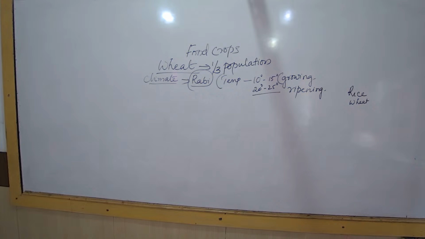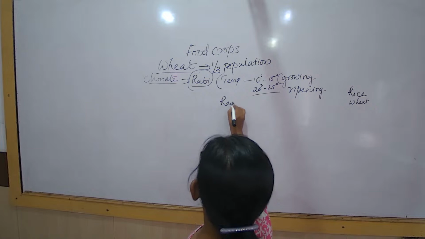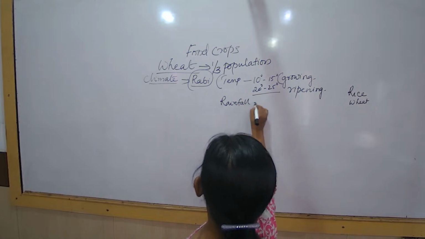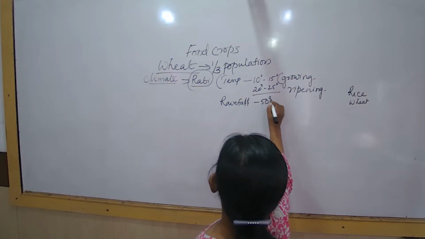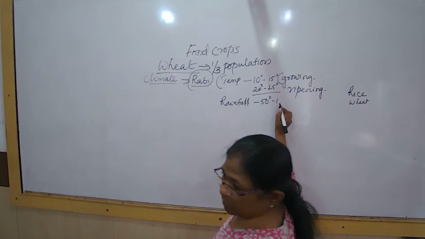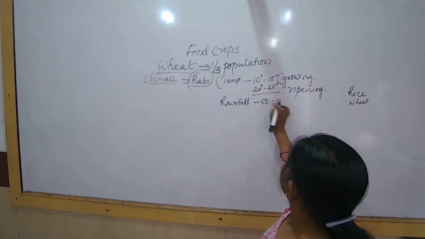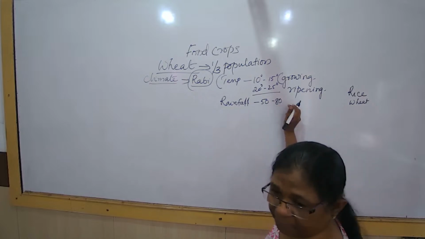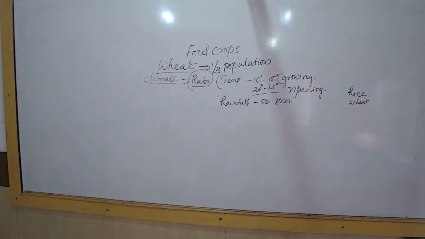Now, what is the next important factor, rainfall? What is given in that textbook? 50 to about 80 centimeters. No, not degrees, 50 to 80. Okay, annual. See, this is the annual rainfall. So that covers temperature and rainfall.